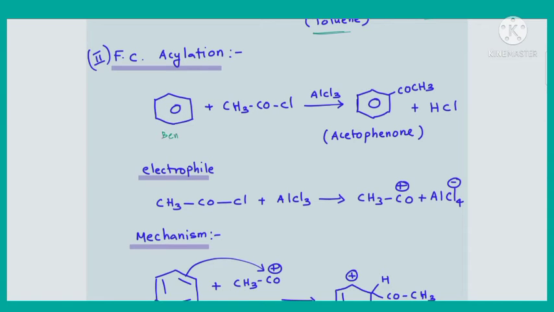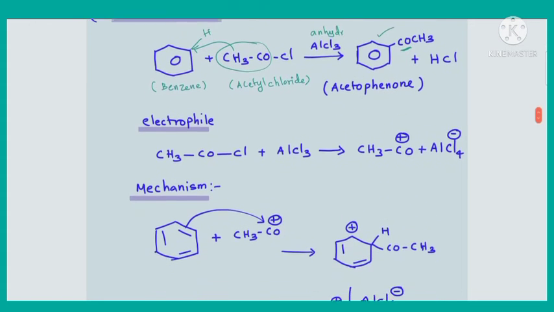Benzene, this is benzene. When benzene reacts with CH3COCl, an acid halide of acetic acid, so it is called acetyl chloride, in the presence of dry, anhydrous AlCl3, the acetyl group, CH3CO group, gets introduced instead of hydrogen in the benzene ring. As a result, you get this product. The name of the product is a ketone because it has the functional group CO. So the ketone is called acetophenone, and as usual hydrogen chloride will be the byproduct.